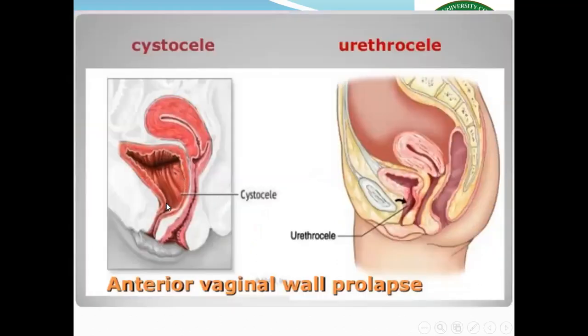Again, a cystocele, and here urethrocoele. And there could be cysto-urethrocoele. يعني اثنيناتهم سوية, both anterior wall compartment.